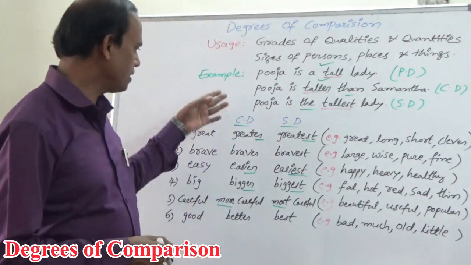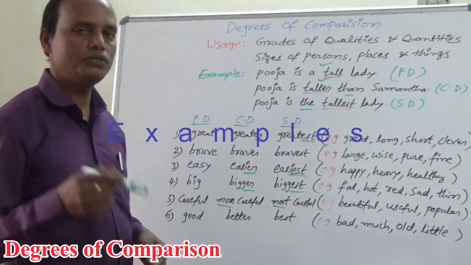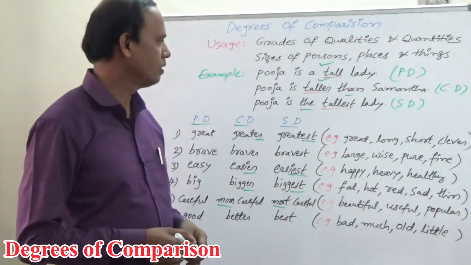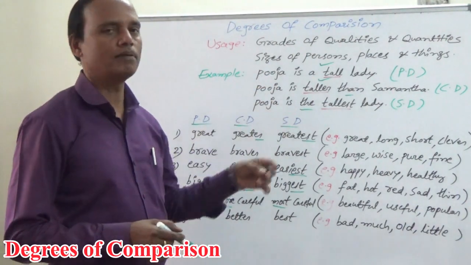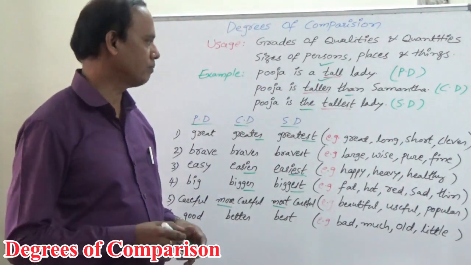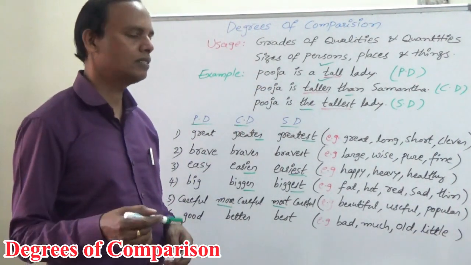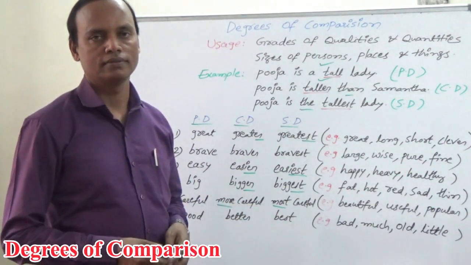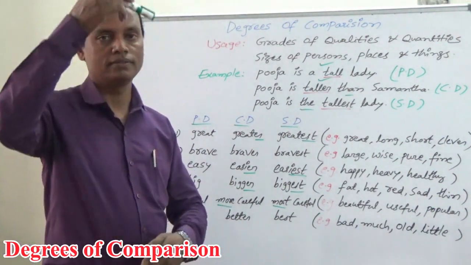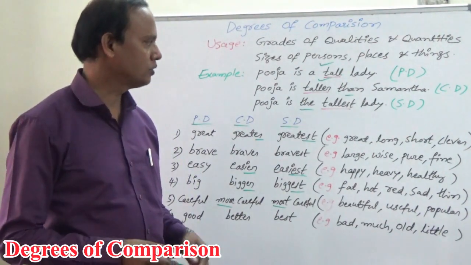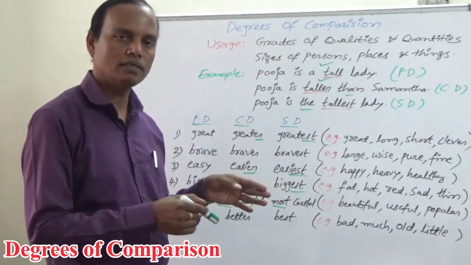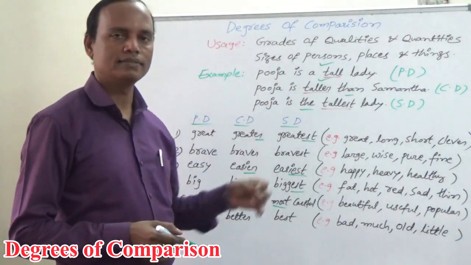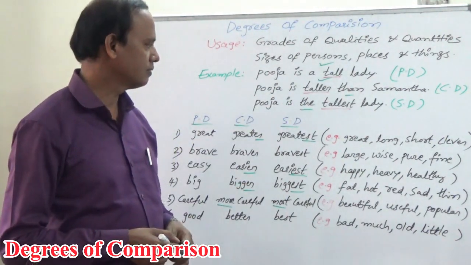Well, with this example, then you can understand what is degrees of comparison. I have given here 3 examples. My first example is Pooja is a tall lady. So you talk about Pooja. Pooja is a tall lady. So you talk about Pooja positive. So it is in positive degree.